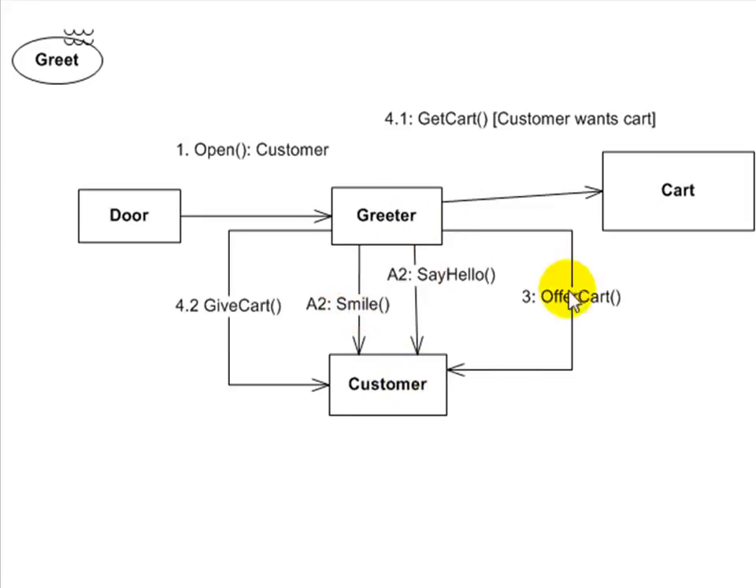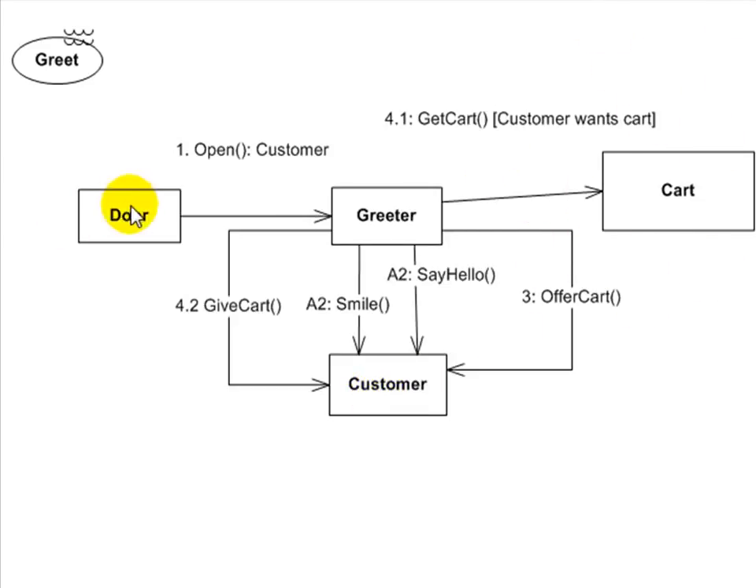Step three, the greeter will offer the cart. Now, step four is a conditional. You can see I've got a guard here. If the customer wants the cart, then the greeter will get the cart object. And that's 4.1 actually, because that's if the customer wants the cart. 4.2 down here is the greeter gives the cart to the customer.